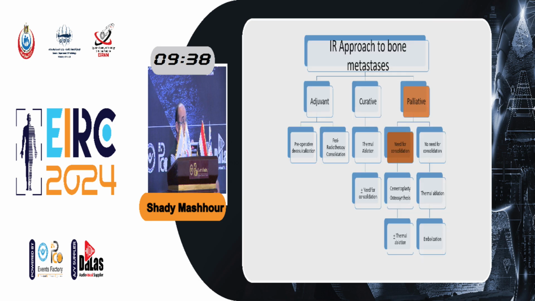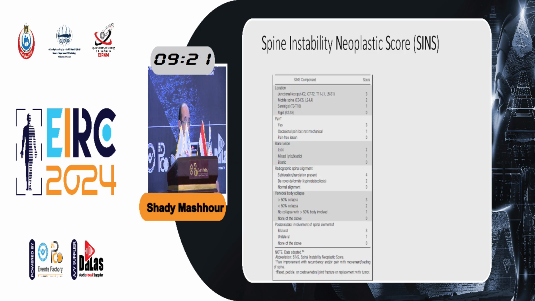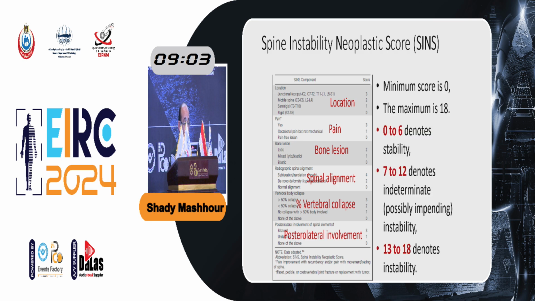The palliative effect is more complex, which is usually palliation for the pain or palliation for the stabilization, preventing fractures or treating fractures, managing fractures, or avoiding local tumor progression, where if it progresses, it will compromise other structures in the surrounding area. In the spine, we usually adopt the spine instability neoplastic score, or SIN score, which depends on the location, the pain extent, the bone lesion, whether lytic or mixed or sclerotic, spine alignment, percentage of vertebral collapse, and the posterolateral or neural element involvement. We give them a score.